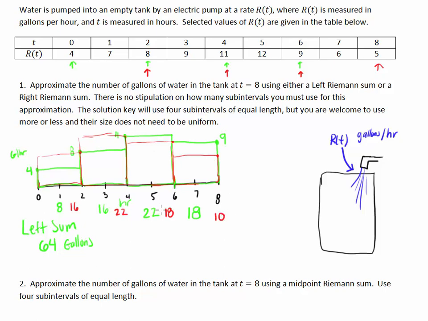And then 2 by 5 is 10 for a grand total of, so this is our right sum, grand total of 66 gallons. So they're both pretty close, 64, 66 gallons. Remember, this is just an approximation of what we think it is.